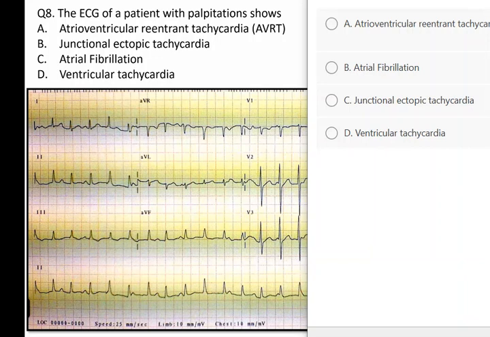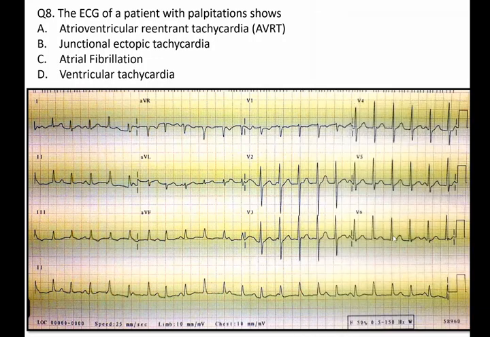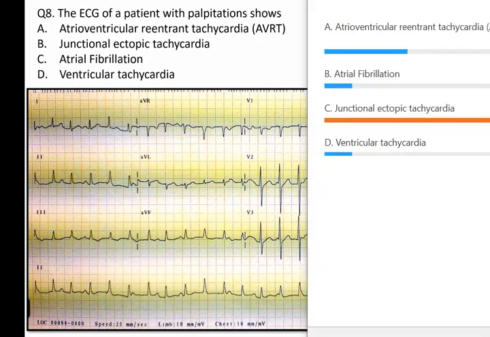So can we have the answers, please, now? Oh, that's surprising that most of you actually got it correct. So this is junctional ectopic tachycardia. So I think you are getting the concept of AV dissociation. So let's go to this ECG.